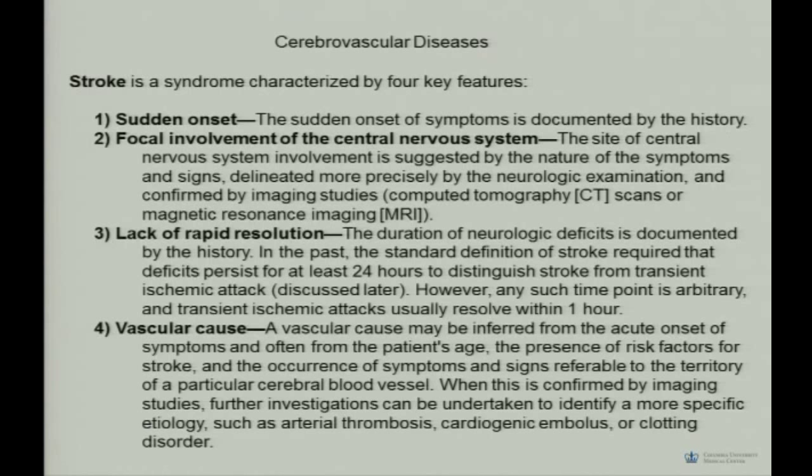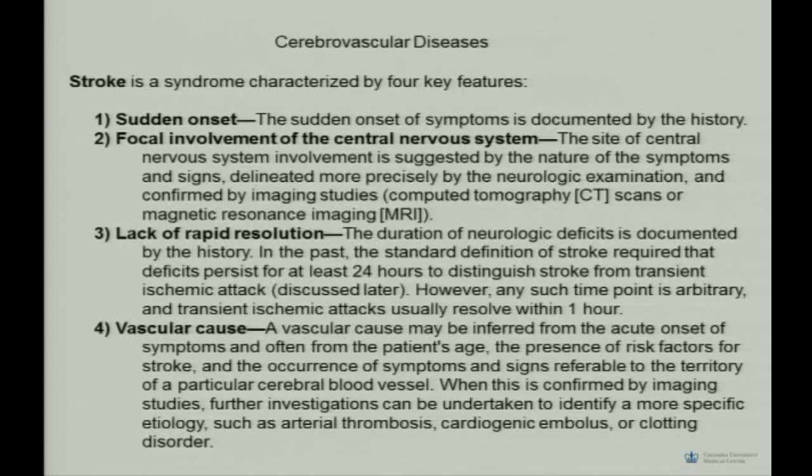So strokes are characterized by four key features. A sudden onset, so it's very, very sudden onset. Focal involvement of the central nervous system, especially in terms of thrombotic and embolic strokes. And the site involved is going to be very well predicted based on the nature of the symptoms.